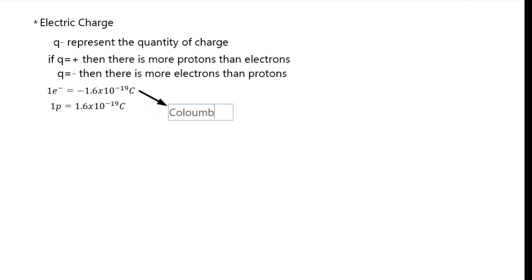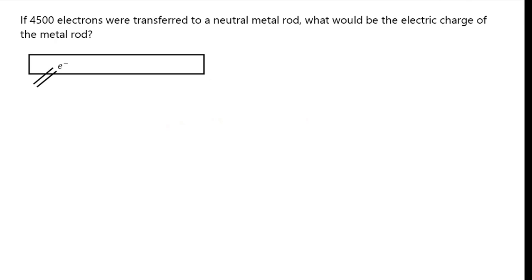One electron has a charge of negative 1.6 times 10 raised to the negative 19 coulombs, and the coulomb is the unit for charge. One proton has 1.6 times 10 raised to the negative 19 coulombs. And Q represents the quantity of charge. So that's basically it for electric charge. Let's move on to some problems. Now let's solve some problems in order for us to further understand what electric charge is.